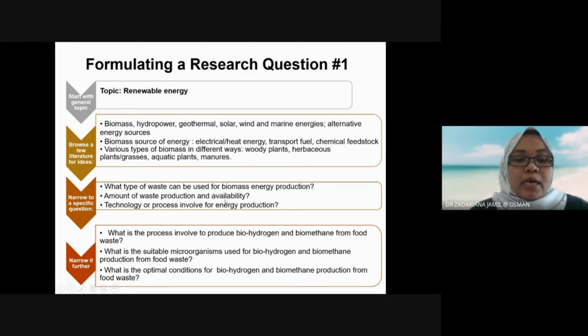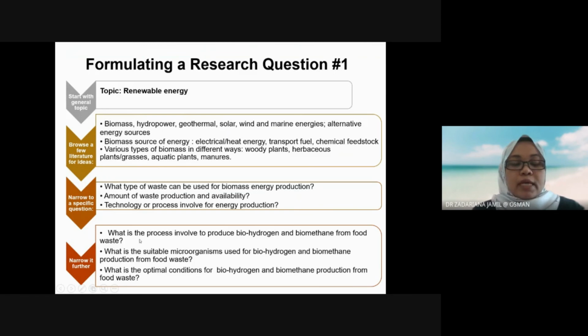Then you narrow down further, because this is quite a general question. What is the process involved to produce biohydrogen? Because biomass energy production can be biomethane, biohydrogen, biofuels or others, you need to detail it more. What do you want to focus on? Is it biofuels, biohydrogen, or biomethane? In this study, they want to study more on biohydrogen and biomethane.